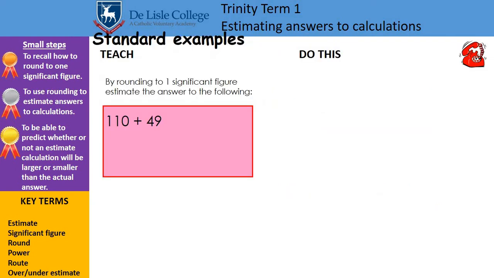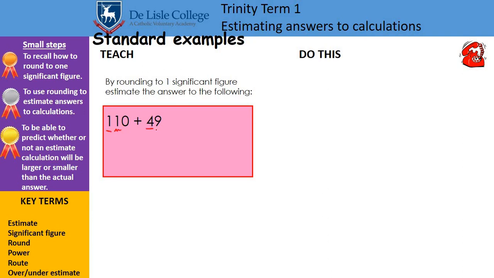So first things first, by rounding to one significant figure, because when you're doing estimate calculations, that's usually what you would do. You would round to one significant figure, estimate the answer to the following. So 110, the first significant figure is the 1, and then it's this one that's in charge if it changes.